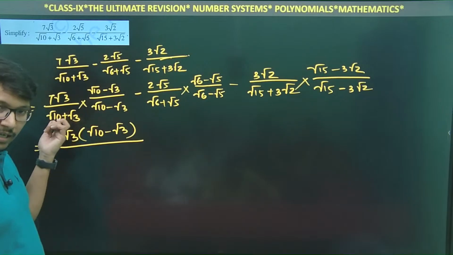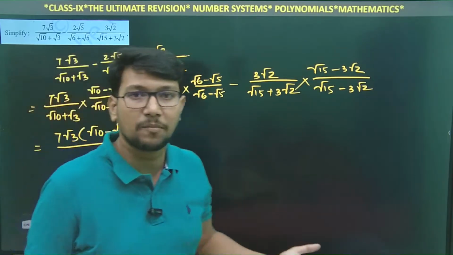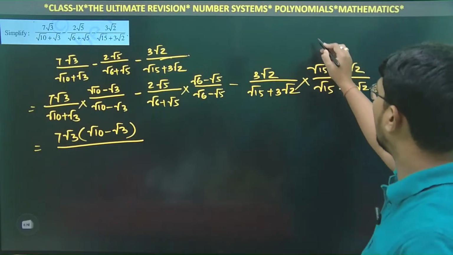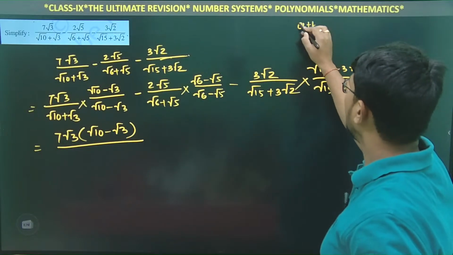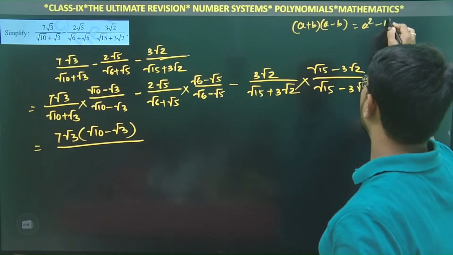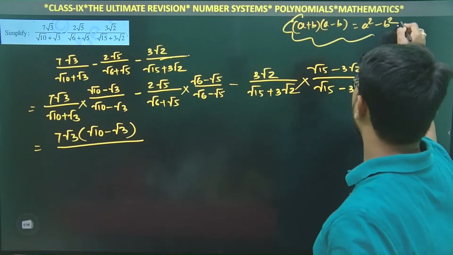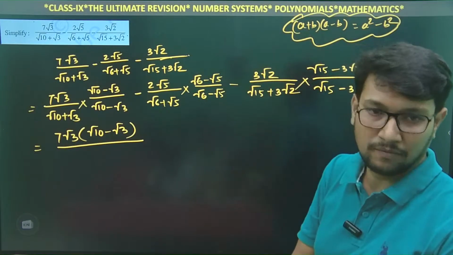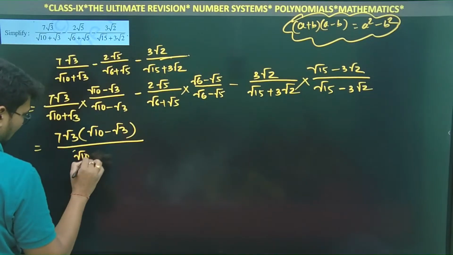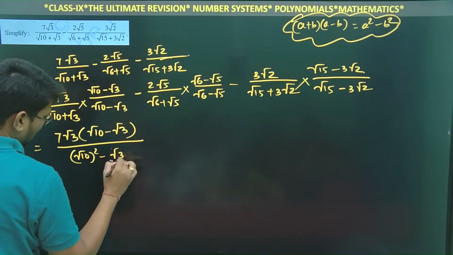Denominator: a plus b into a minus b. What is a plus b into a minus b? Yes, a plus b into a minus b equals a square minus b square. Clear everyone? So therefore we can write here root 10 square minus root 3 square.